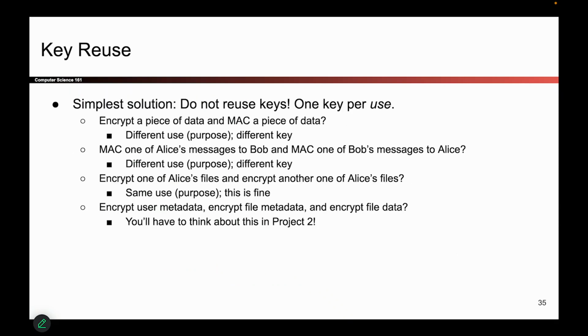So the solution to key reuse is to not do it. One key per algorithm. So for example, if you want to encrypt something and you also want to MAC it, those are two different algorithms. So please use different keys for different algorithms. Or maybe you have a MAC for a message to Bob and a MAC for a message to someone else. That could also be a case where you want to use different keys. If you want to use the same key, maybe it's OK, but you'd have to think a little bit harder about whether it's OK for your purpose. Or what about if Alice has two files? Should she use the same key to encrypt or different keys? And again, that kind of depends on your threat model.